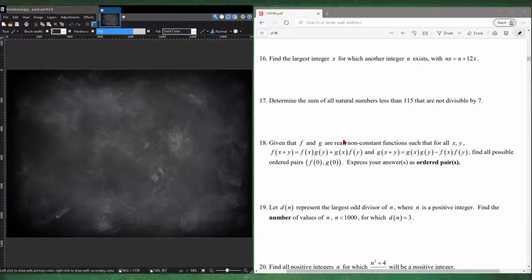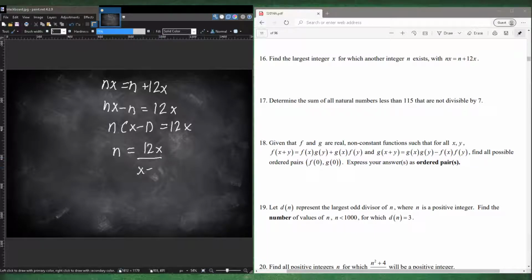Number 16. Find the largest integer x for which another integer n exists with nx equals n plus 12x. So usually what happens here is that if you're looking for one integer with respect to another, you always want to move those two integers to different sides. So nx minus n equals 12x. n times (x minus 1) equals 12x. So n equals 12x over x minus 1.